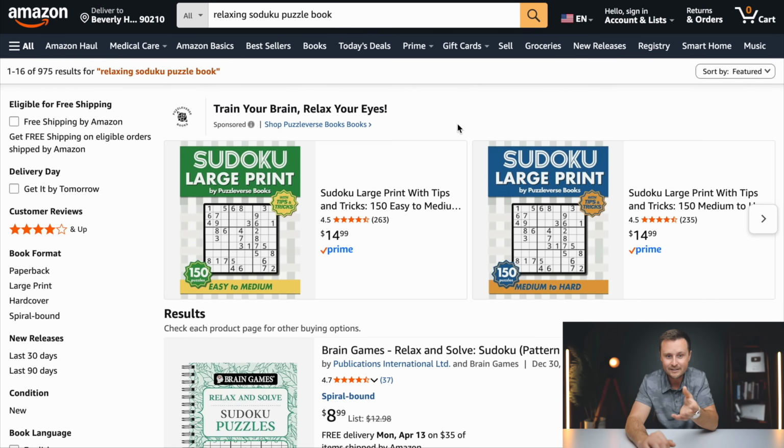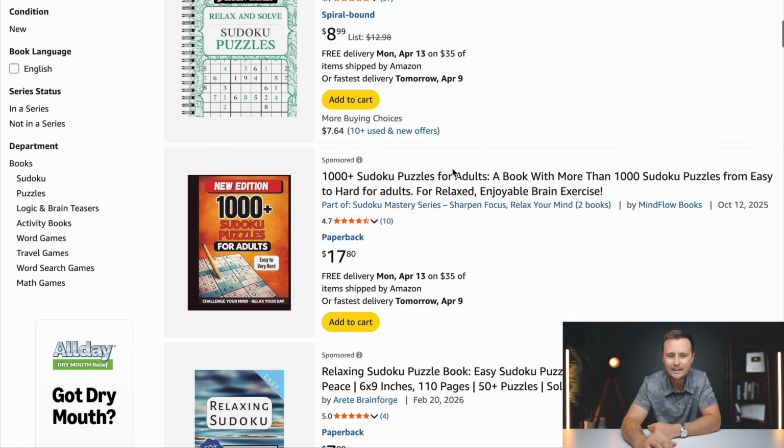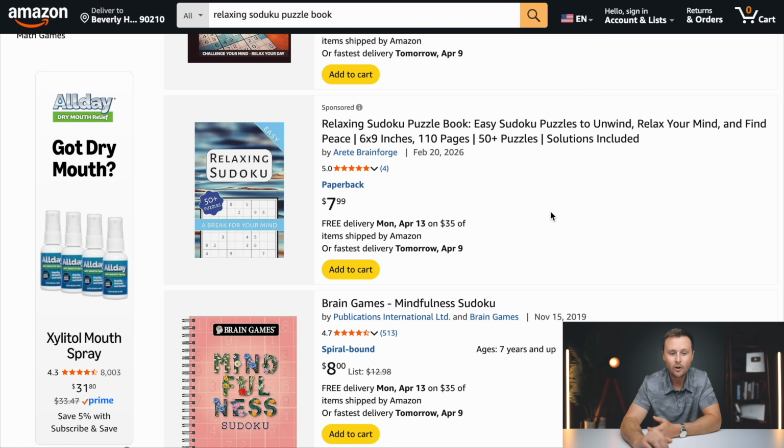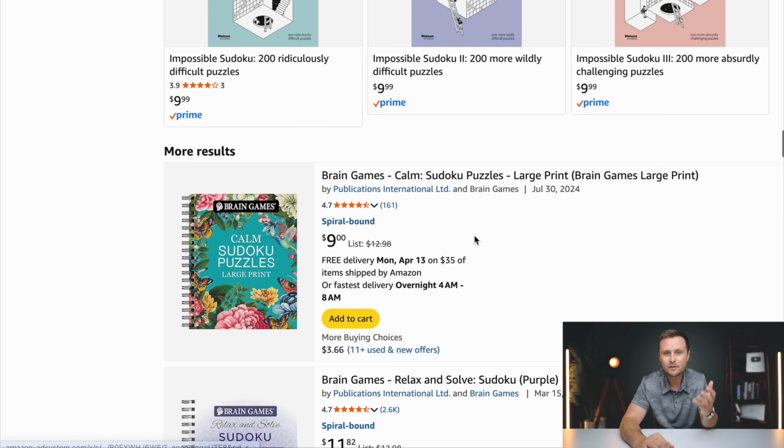So to show you a perfect example of this, relaxing Sudoku puzzle book would be one of those low competition topics. As we saw before, it has 1,600 people per month searching for it, but when you go through the search results, there's really not a whole lot of books that match this. There are a few that have a couple reviews. There's ones that are similar, like mindfulness instead of relaxing, but you're not dealing with massive best-selling books that you have to compete against.